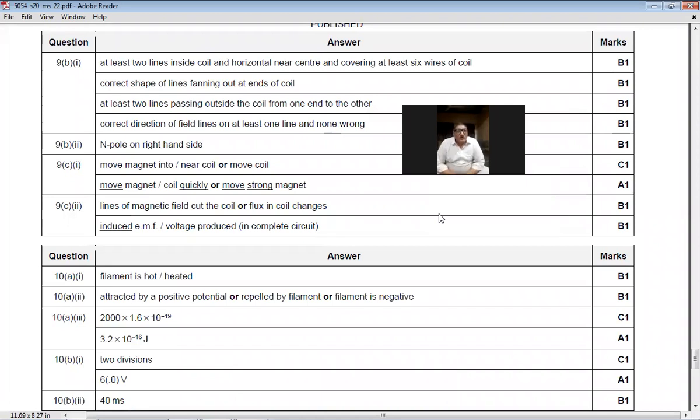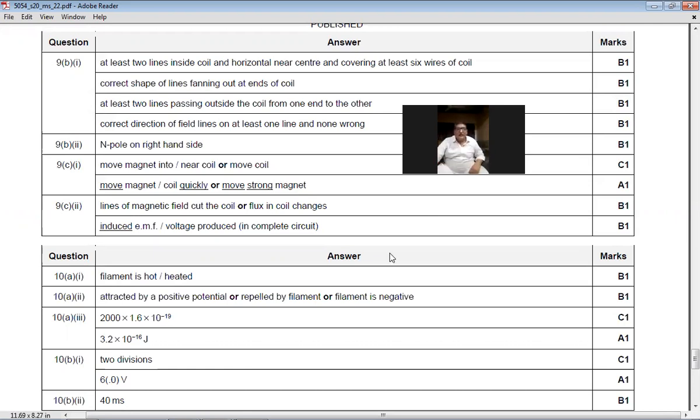So at least 2 lines inside the coil and horizontal near center and covering at least 6 wires of the coil, correct shape of lines fanning out at the ends of the coil, at least 2 lines passing outside the coil from one end to the other, correct direction of the field lines, or at least 1 line and none wrong.